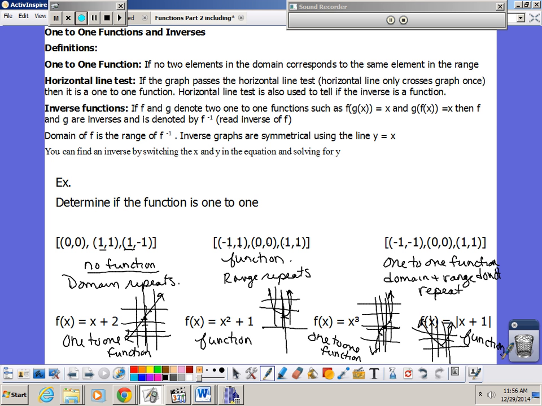So we're going to add this one-to-one function in, and all that means is that the domain and range do not repeat. It means it passes the vertical and the horizontal line test.